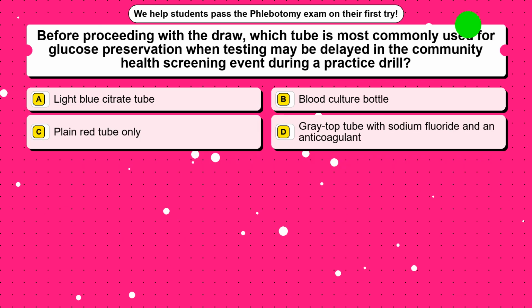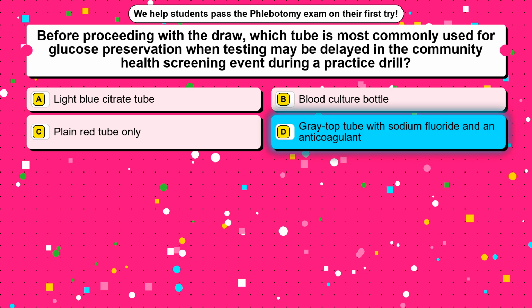Question 24. Before proceeding with the draw, which tube is most commonly used for glucose preservation when testing may be delayed in the community health screening event during a practice drill? Option A, light blue citrate tube. Option B, blood culture bottle. Option C, plain red tube only. Option D, gray top tube with sodium fluoride and an anticoagulant.